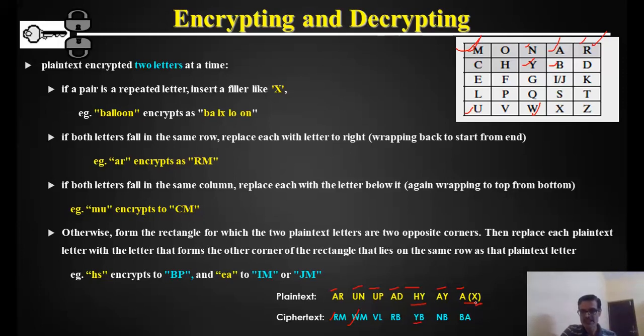Say A and X, where it falls in the same column, A and X here. So A should be replaced by the immediate one down, B, and X has to be wrapped back here, that is A, so B and A. So my plain text is Arun Upadhyaya, my name, but it is converted to ciphertext, which is again not in a meaningful form, right? RM, WM, BL, RB, YB, and NB, and the last one is BA. So this is the method used for encrypting by using the Playfair cipher.